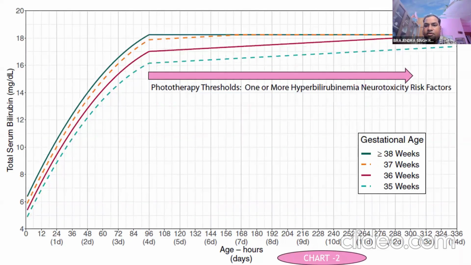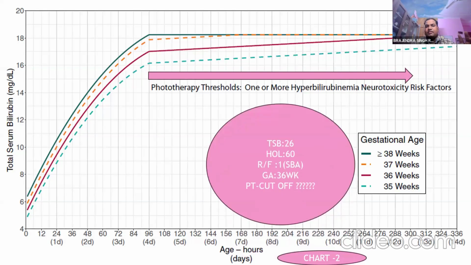This is chart number 2. Chart number 2 shows the phototherapy cutoff for one or more risk factors present, for different gestational ages at different hours of life, for one value of total serum bilirubin level. Now, just for a case scenario, this is the case.